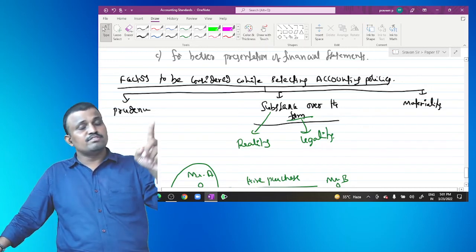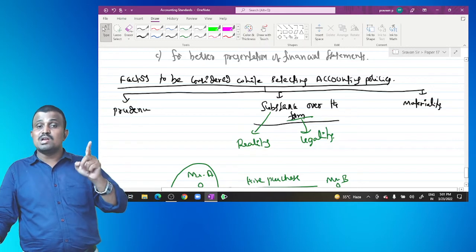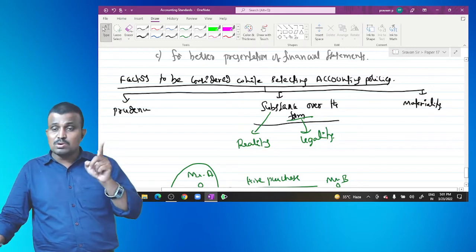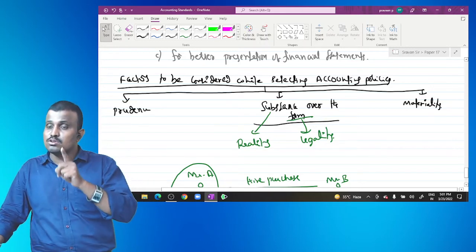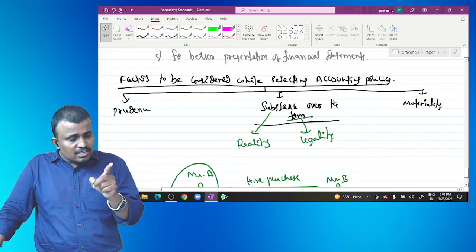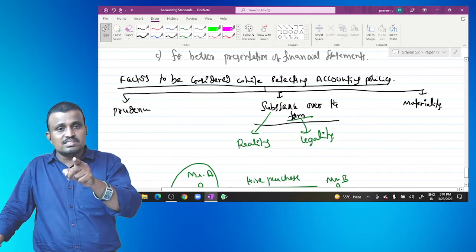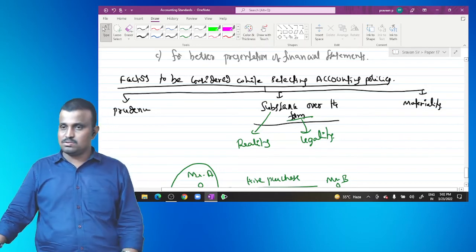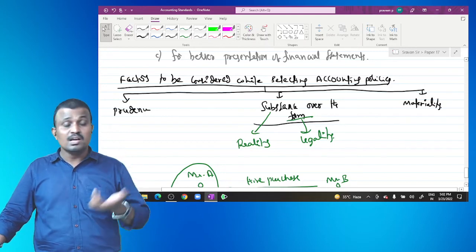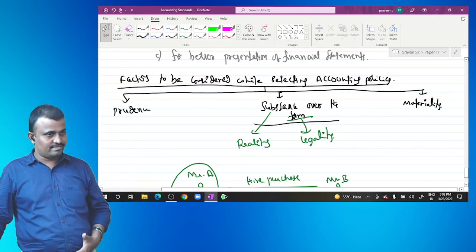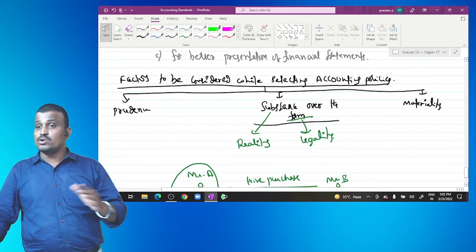For example, if decimals are there, say we have a figure of around 2 lakh rupees, 2 lakh point 0005. Does ignoring the decimal affect the decision of the user? No. That is an immaterial item. That's why decimals should be rounded off.